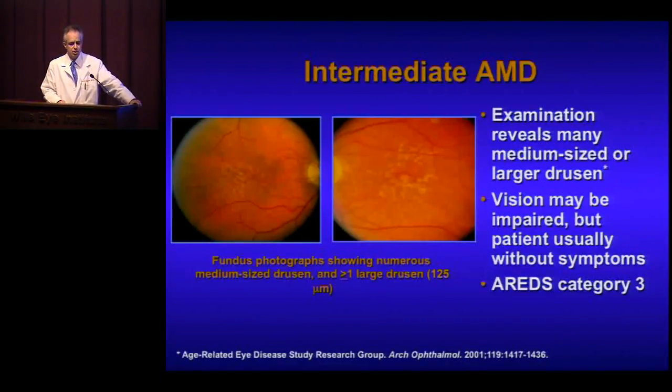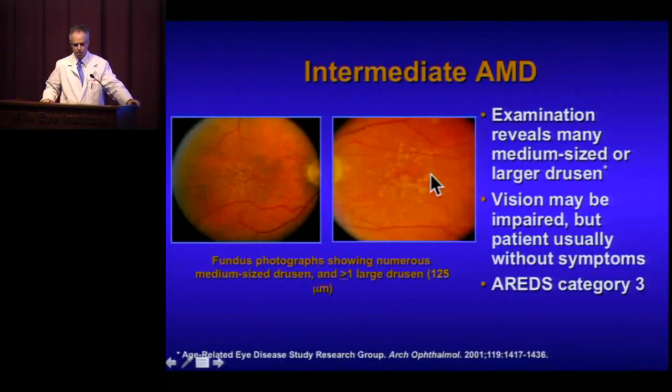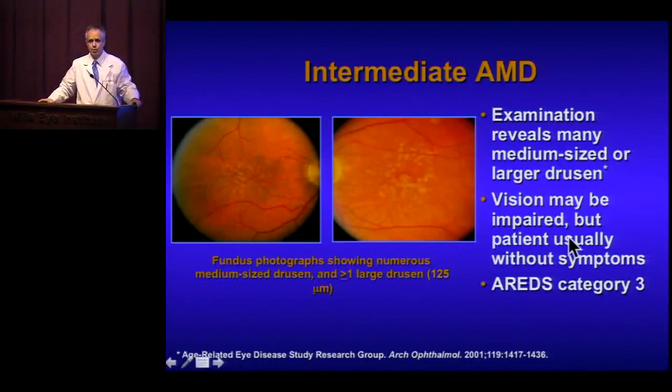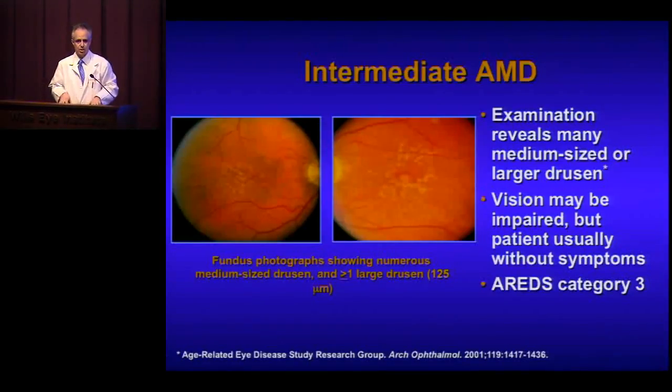Intermediate dry AMD is shown here, and there's a spectrum with a lot of intermediate-sized drusen as shown here on the left, to larger, more numerous drusen shown here, and by definition in the AREDS study, large drusen were greater than 125 microns in diameter. This is AREDS category 3. This is significant dry AMD. This patient's at significant risk for going on to more advanced disease and vision loss over time. And the vision may be impaired to some degree, and it's very hard to predict how much.